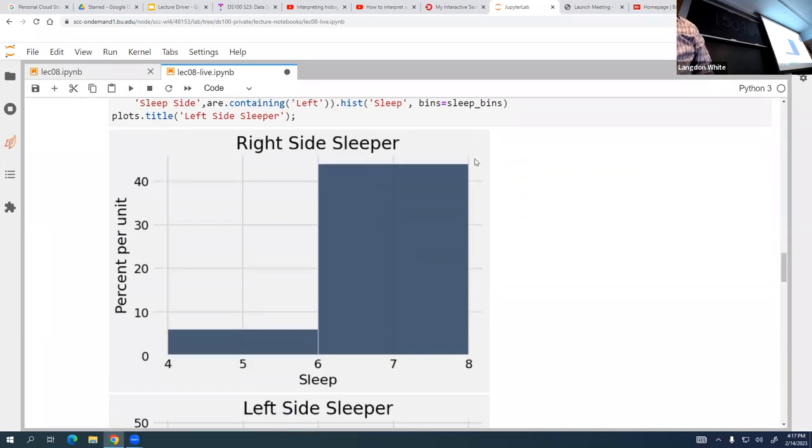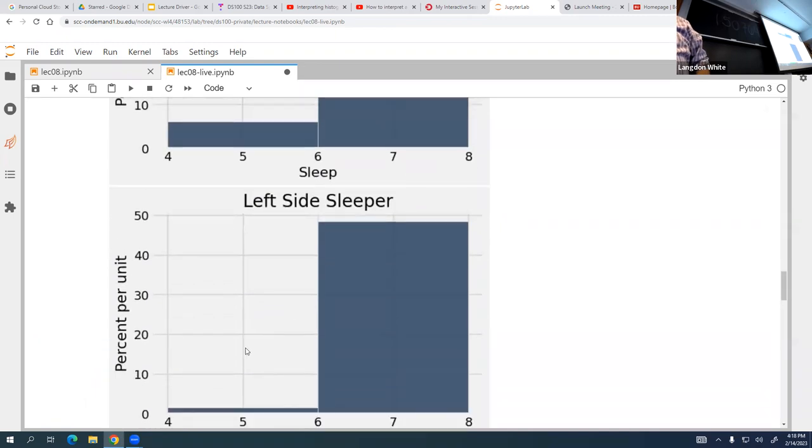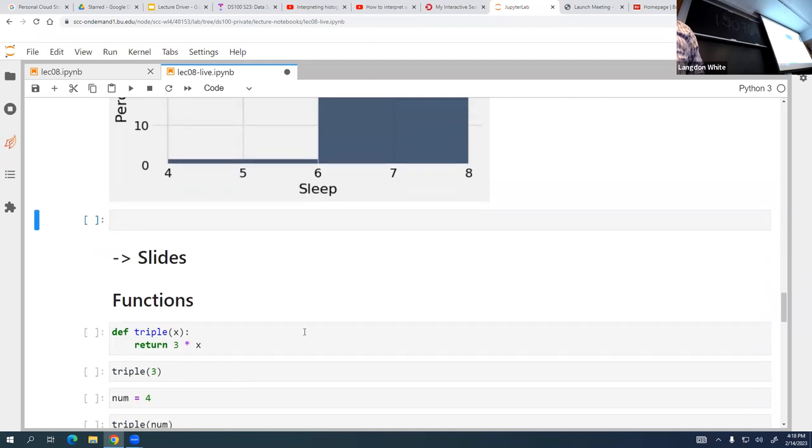And so this way, when I'm doing this histogram based on sleep size, I want to have bigger bins so that it's a little clearer what's going on. So I can say, hey, look, right side sleepers tend to sleep 7 or 8 hours, and left side sleepers are kind of the same, but they have a much smaller group that sleeps the fewer size. So apparently you need less sleep if you sleep on your right side, I think is the takeaway. Not really, but yeah, so just some things to do with histograms.